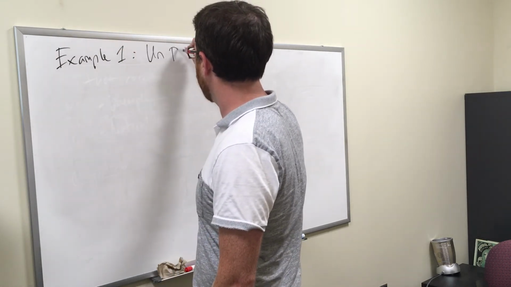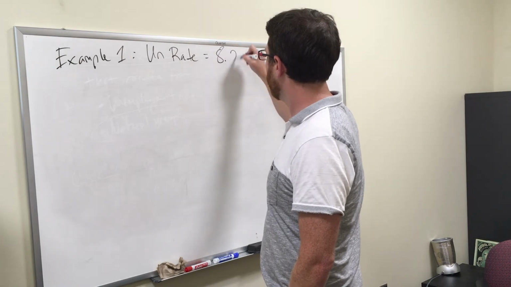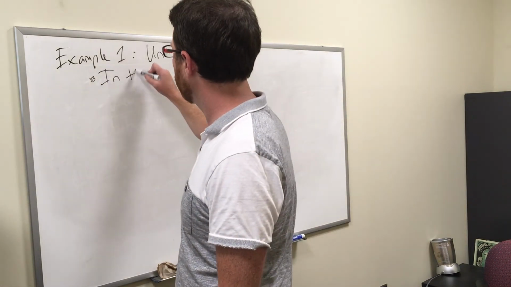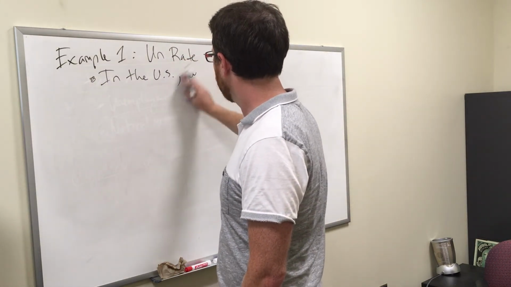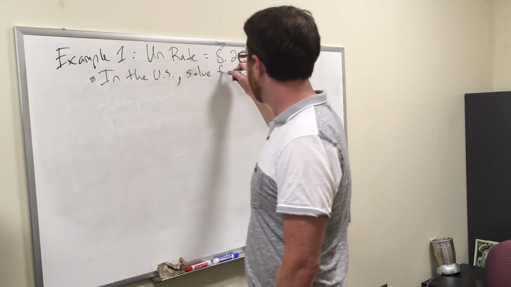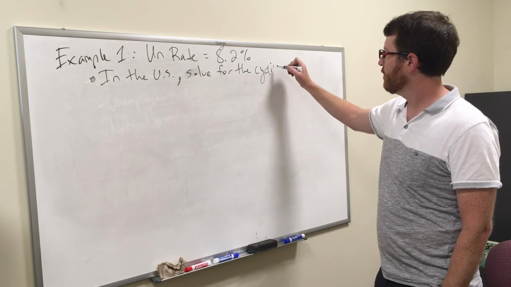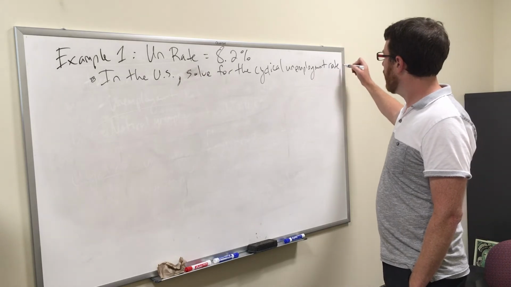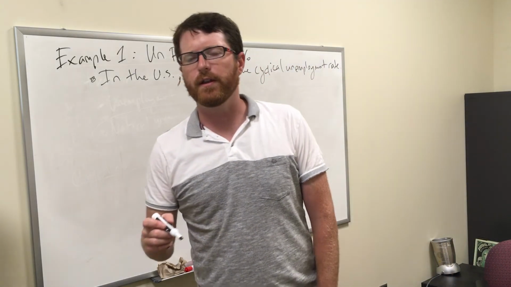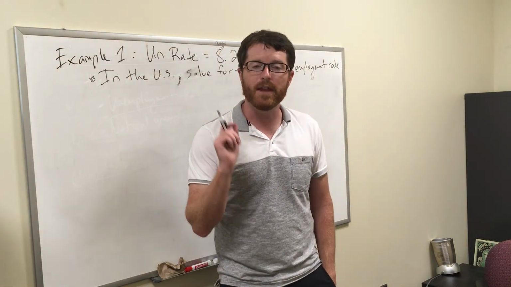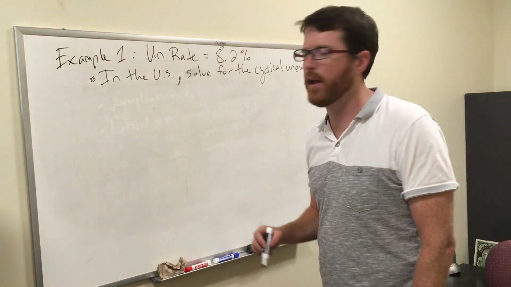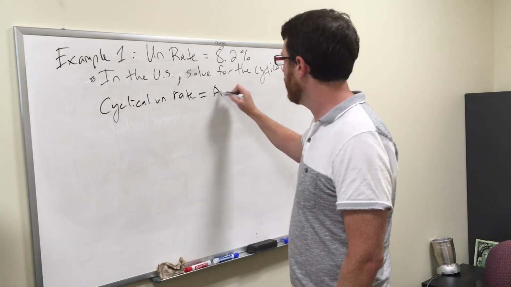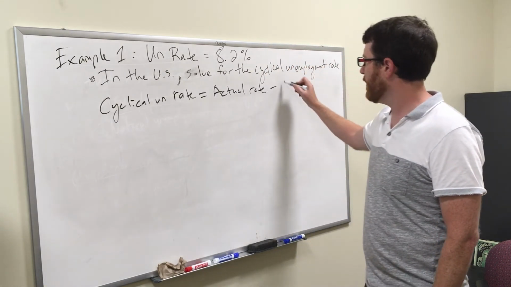Example 1, let's say that the unemployment rate is 8.2%. Okay? So based on that information, in the U.S., solve for the cyclical unemployment rate. As I said before, we think the natural unemployment rate is 4.5%, and I should have clarified that's in the U.S. So what that means is the cyclical unemployment rate is the actual unemployment rate minus the natural rate.